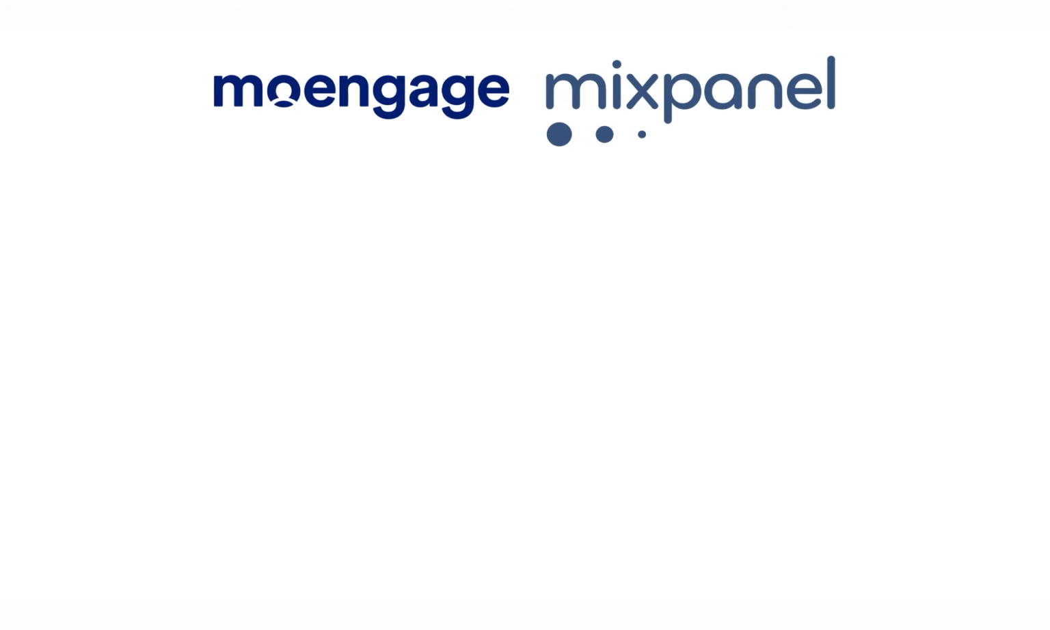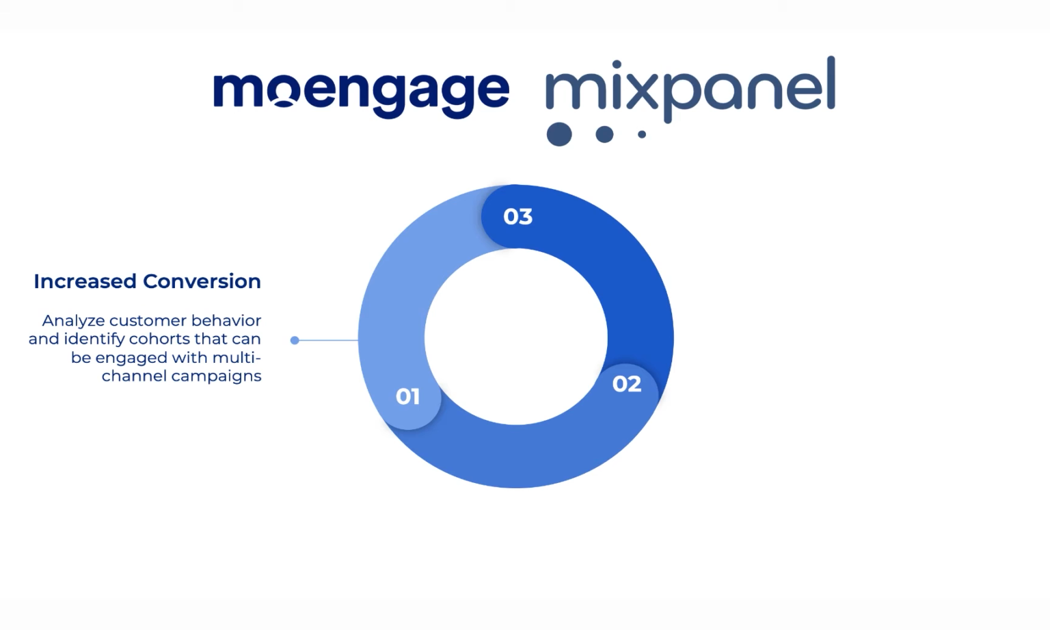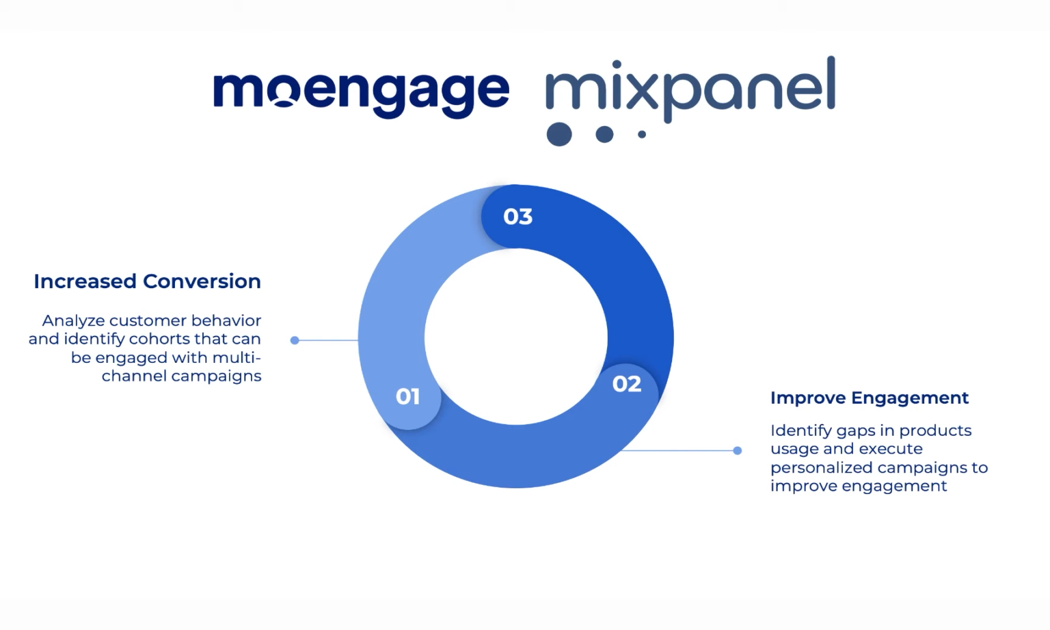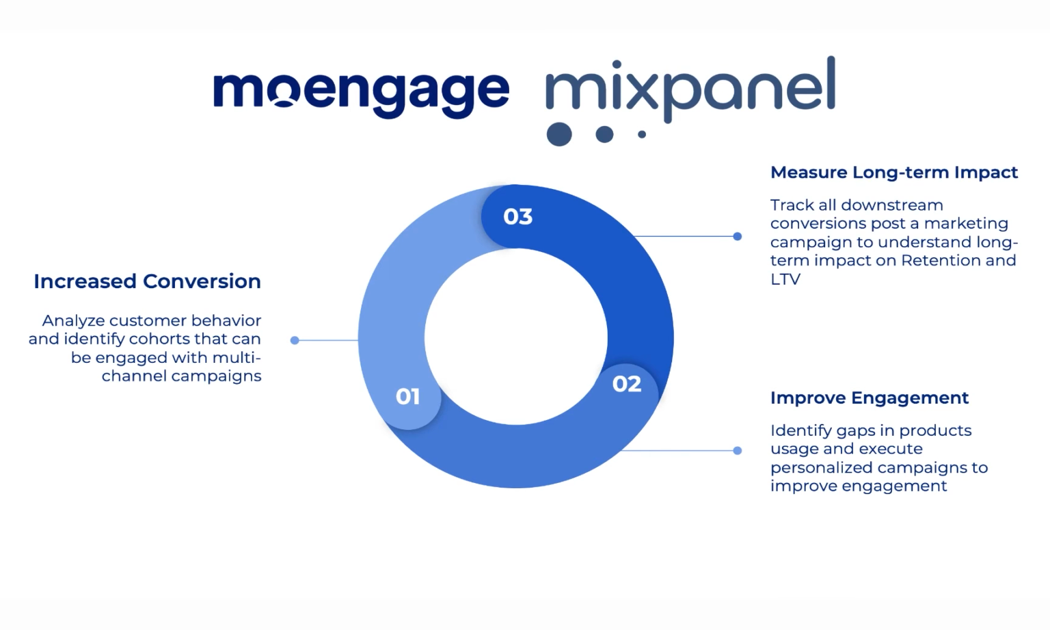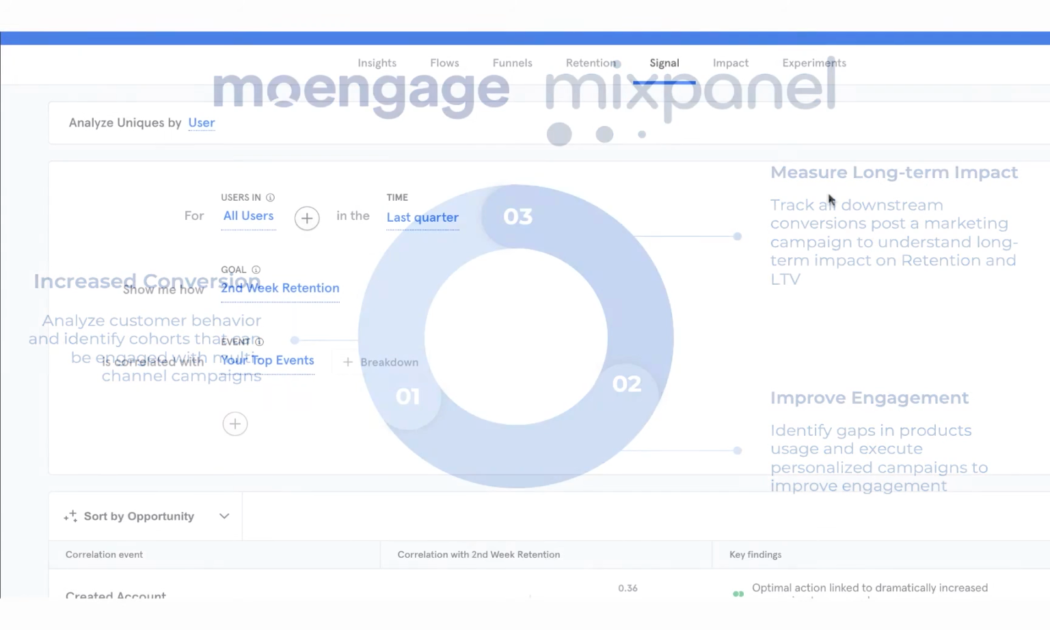The MoEngage Mixpanel integration works across three stages of your campaign strategy. To begin with, you can use Mixpanel to analyze your customer behavior and identify cohorts that can be engaged with multi-channel campaigns. Next, you can sync those cohorts with MoEngage and execute personalized campaigns to improve engagement. Finally, you can use Mixpanel to track all downstream conversions to understand the impact of the campaigns on your retention and lifetime value. Let's see it in action.